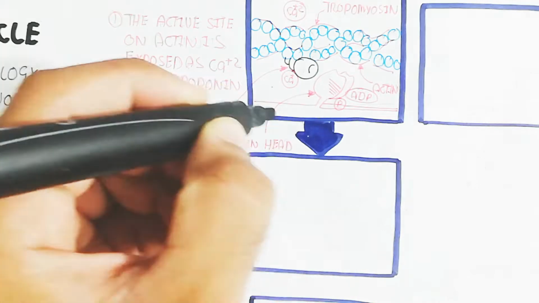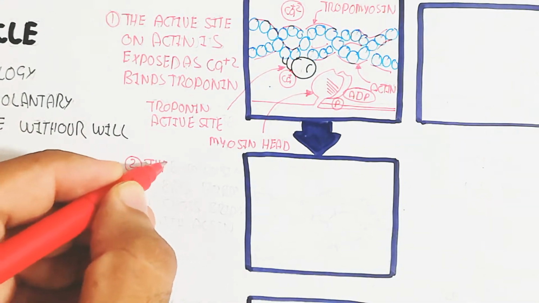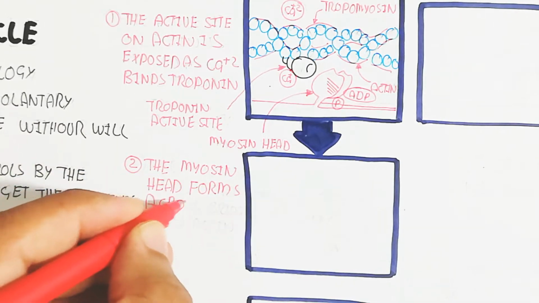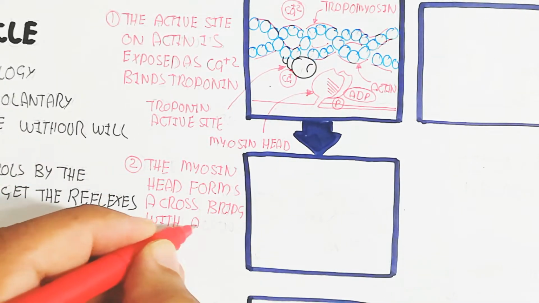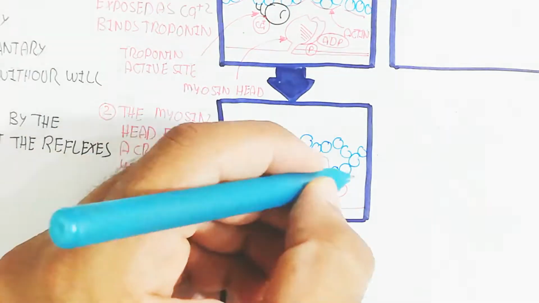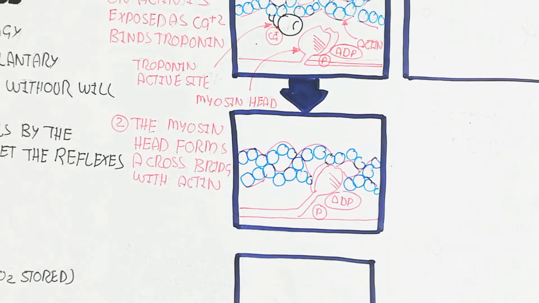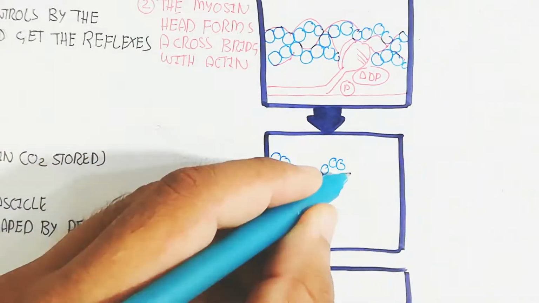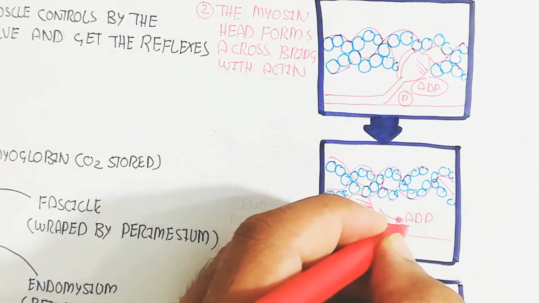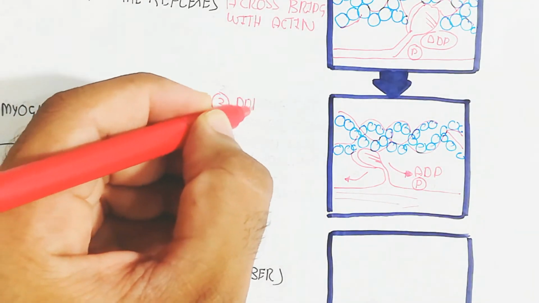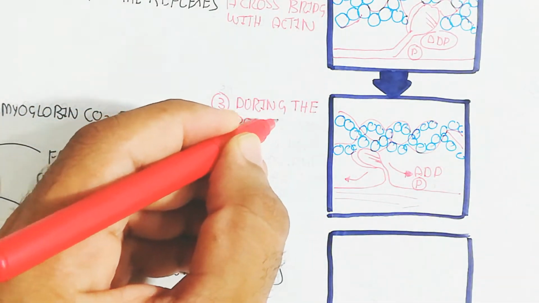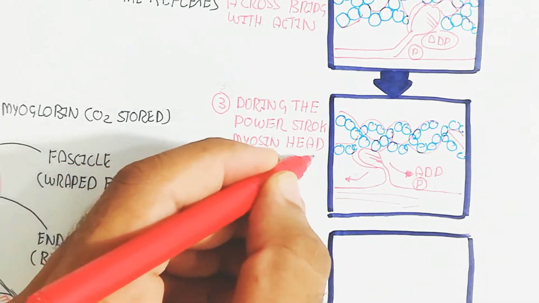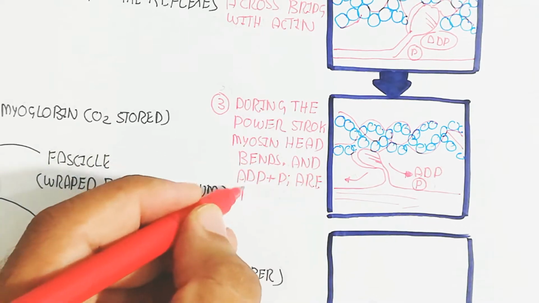Myosin heads come in pairs, which will bind, and the junction formation is known as the actin-tropomyosin bridge formation. And the second step is the myosin head forms a cross bridge with actin, and in this the ADP is already present. This is the bridge formation due to the troponin binding with the calcium, and the third step is the power stroke: myosin head bends, and ADP and inorganic phosphate are released.